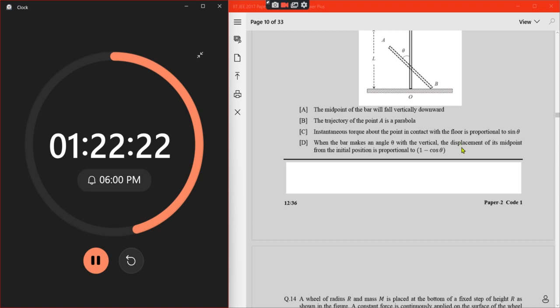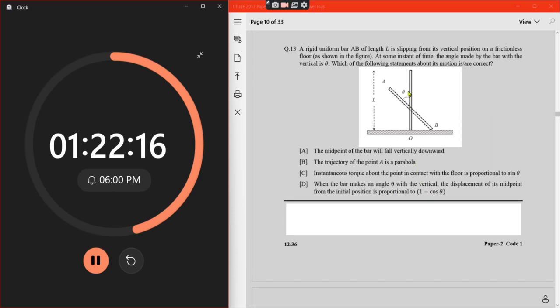Theta, with the vertical distance of its midpoint from the initial position proportional to 1 minus cosine theta. R makes angle theta with the vertical. Distance of its midpoint from the initial position is proportional to... friction नहीं है इसमें? हाँ, good. So the distance of its midpoint from the initial position is proportional to 1 minus cosine theta.